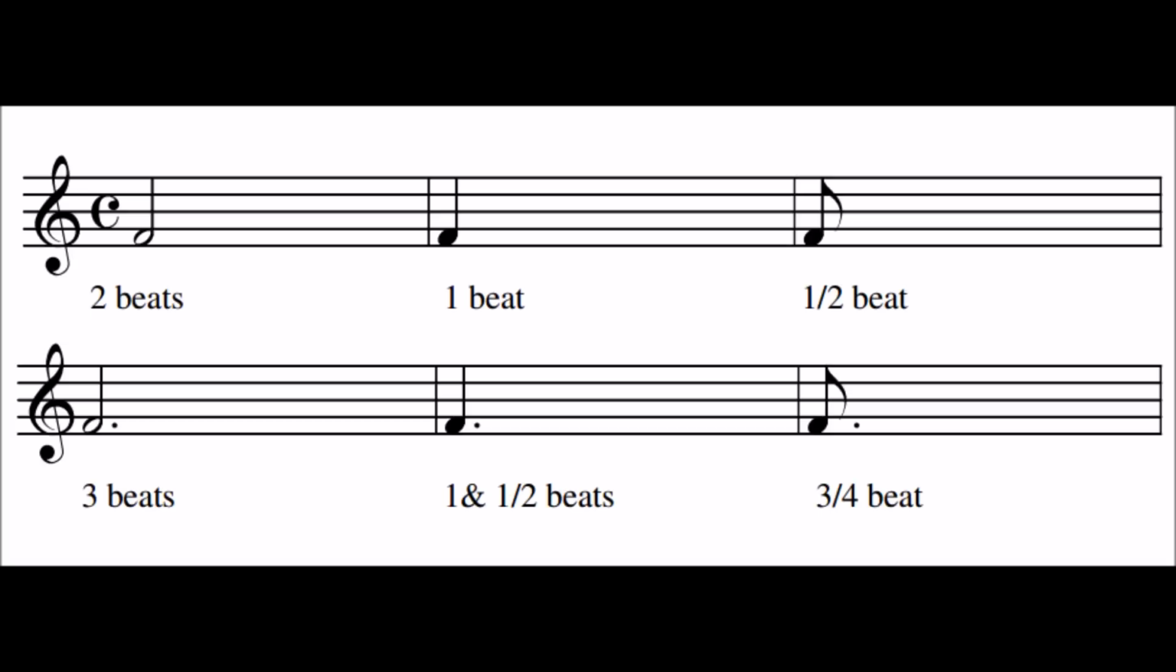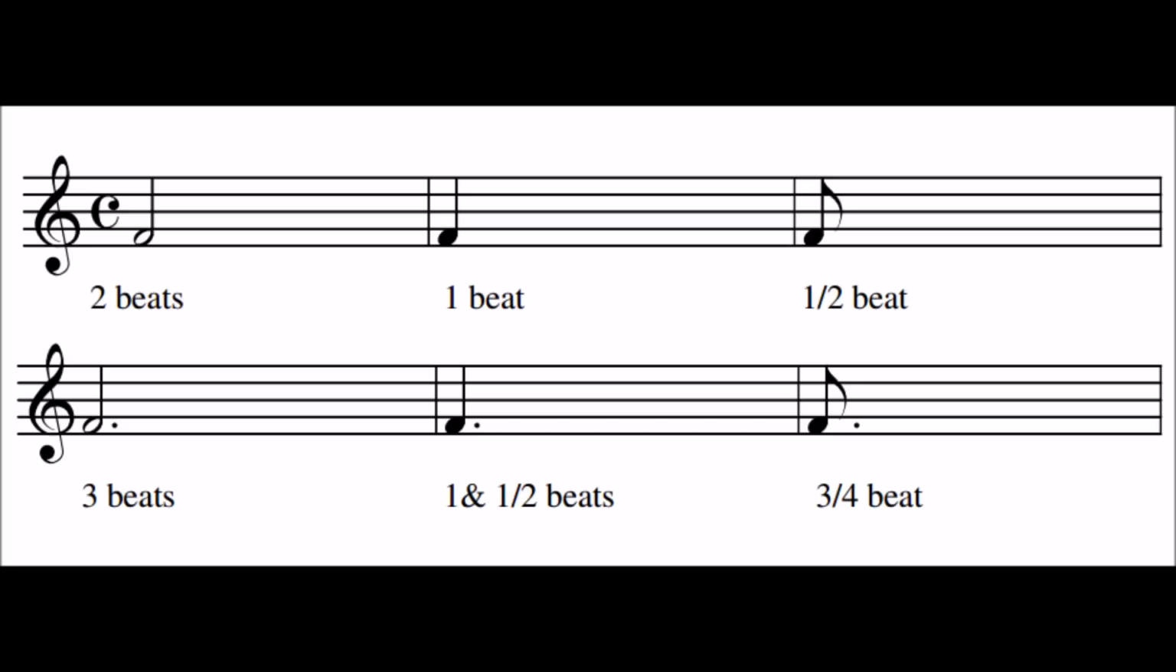In this example, the top line contains notes without dots, and the bottom line contains the same note values but with dots added after them. For example, a minim without a dot is worth 2 beats, but a dotted minim is worth 1.5 times as much, or half as much again, which makes 3 beats.